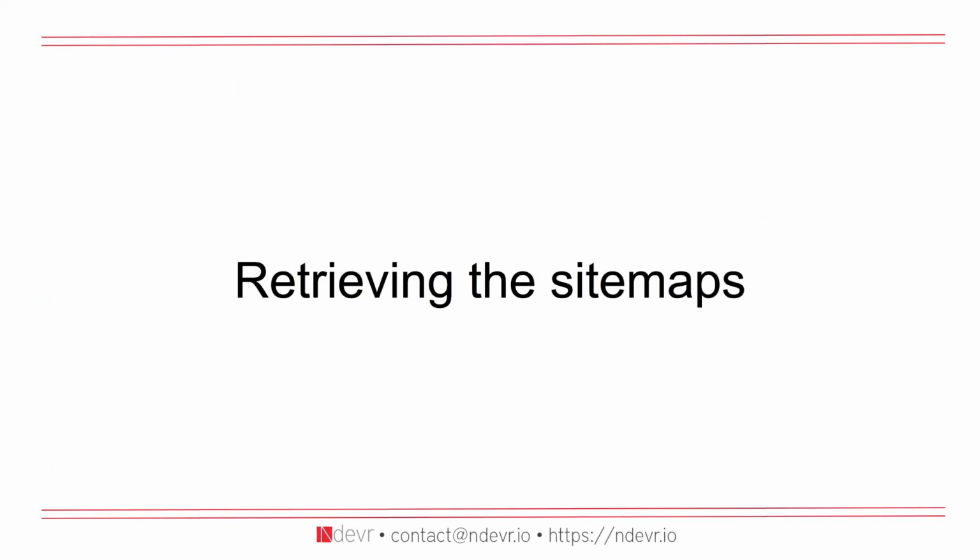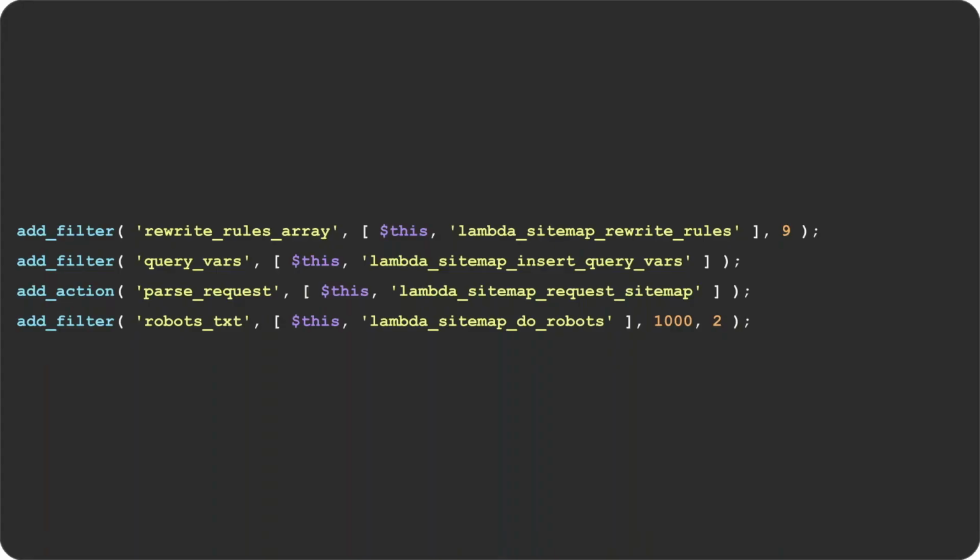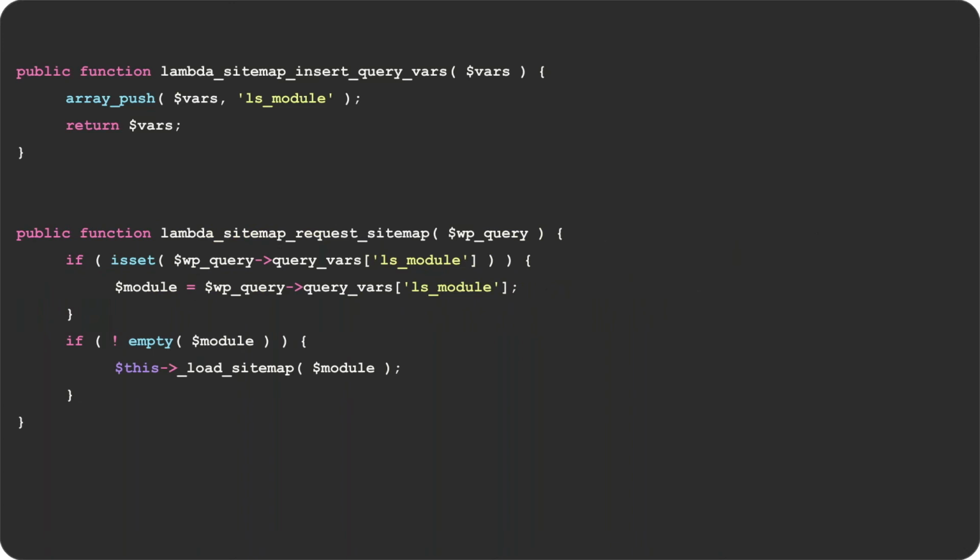Retrieving the sitemap. We went with the standard way of how WordPress retrieves or generates the content. We create a rewrite rule to make sure that the sitemap URL that we're passing does what we want it to do. To do that, we have a custom query var to make sure that it is sending the right information and parsing the request. And also robots.txt, to update the robots.txt. There are filters and actions that we put in to do that.